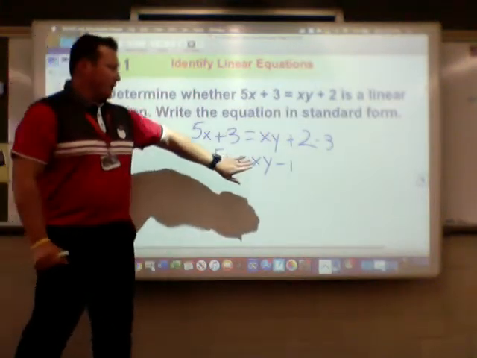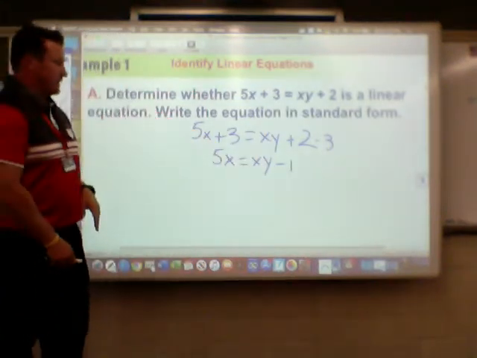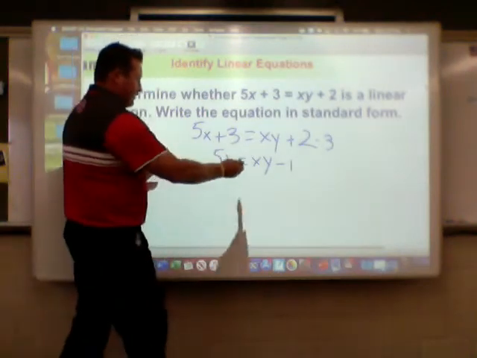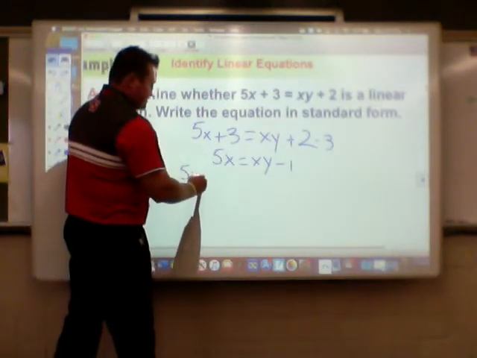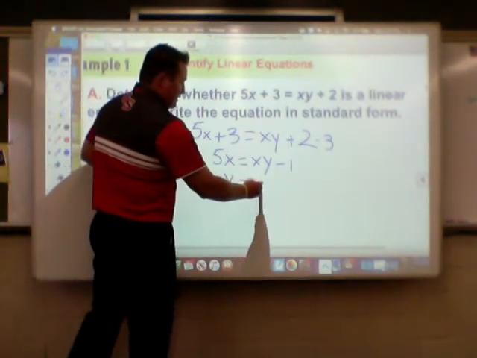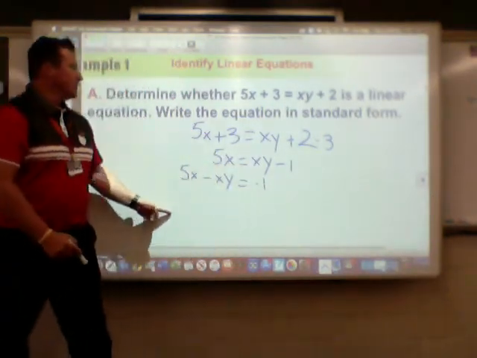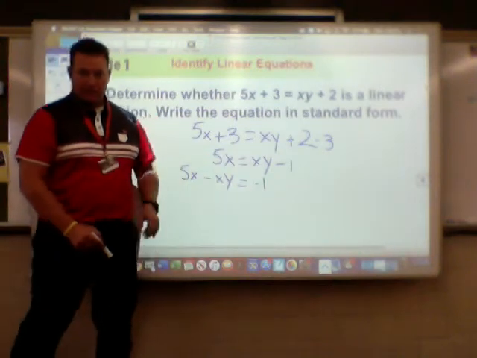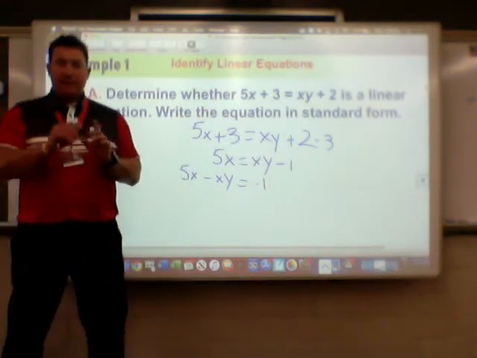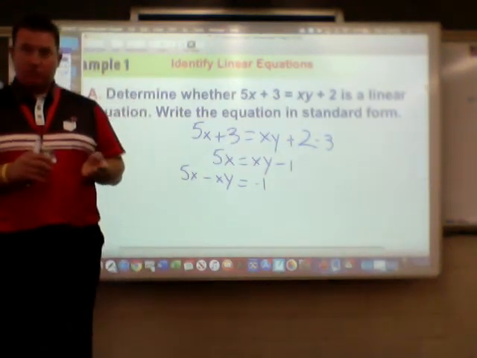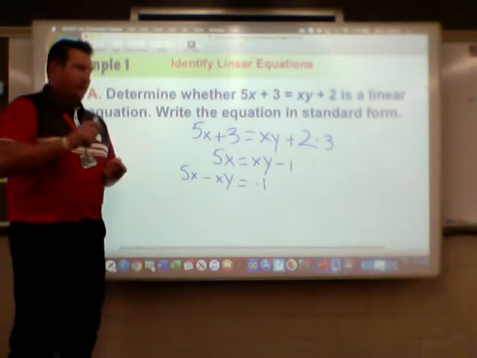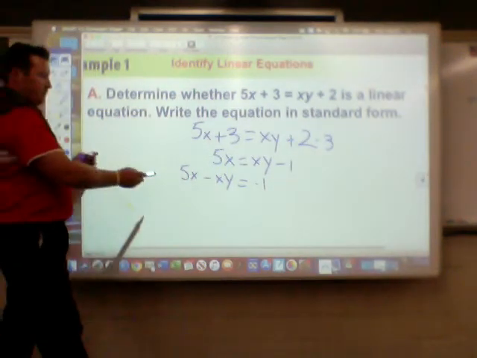All right, let's bring this other variable over here, this xy. Again, I'm going to subtract that over here. So it's going to look like this: 5x minus xy equals negative 1. Is this a linear equation? Is this a linear equation? Everybody lock in your guesses for yes or no. Okay, this one's a sneaky one. I love how we start off with a sneaky one.